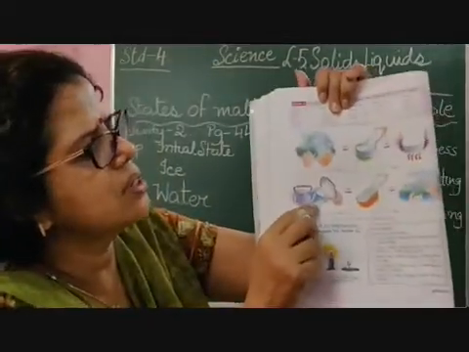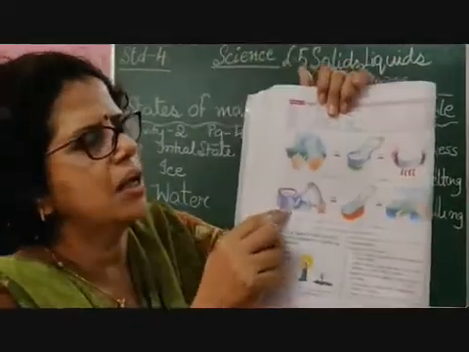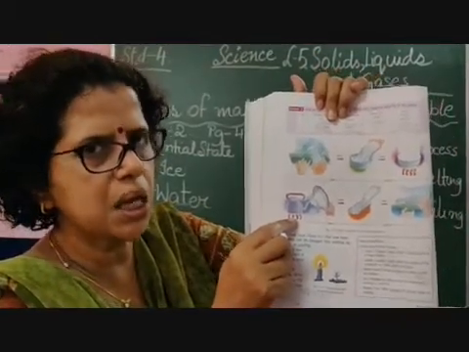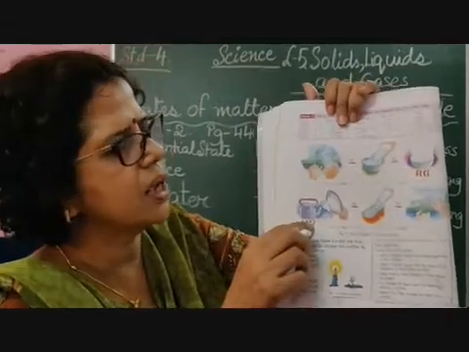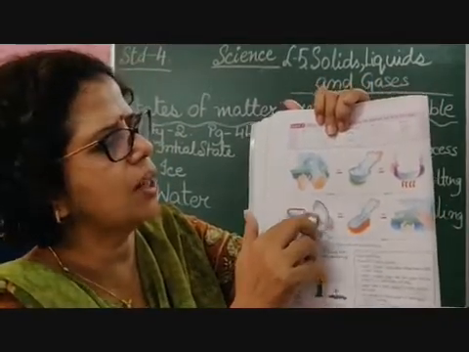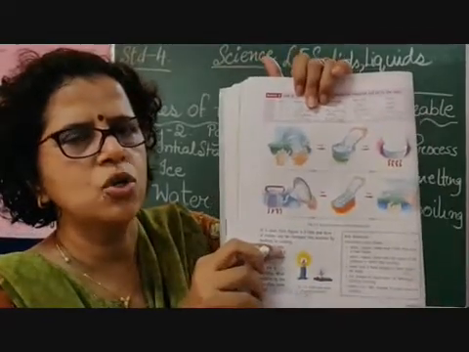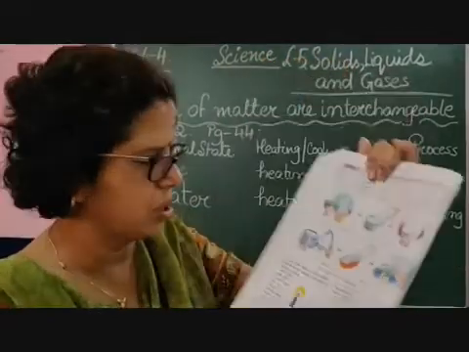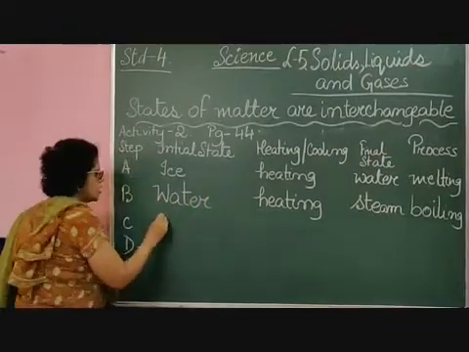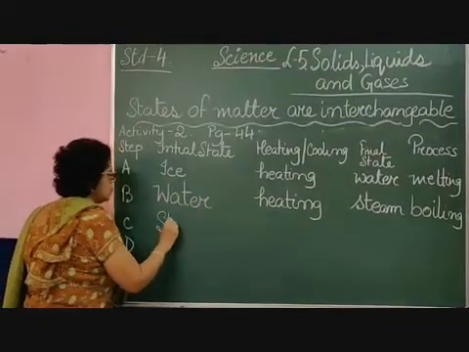You can see here step C, there is a kettle and the water in this kettle is being heated, means fire is there, and you can see the steam is coming out, and they have put a lid here to collect the droplets of water. So the third step will be the initial stage. What is the initial stage? That is steam.